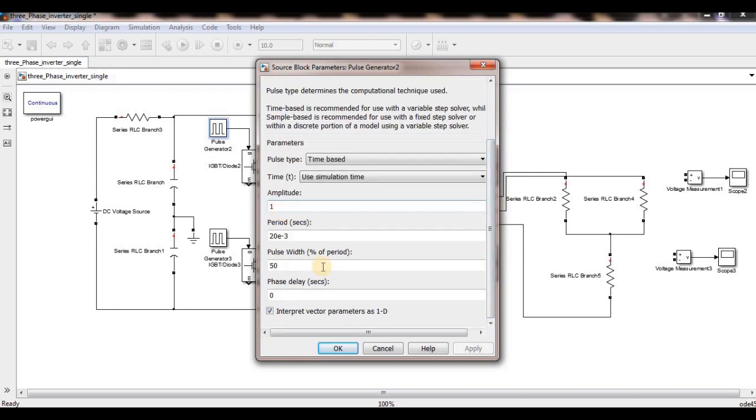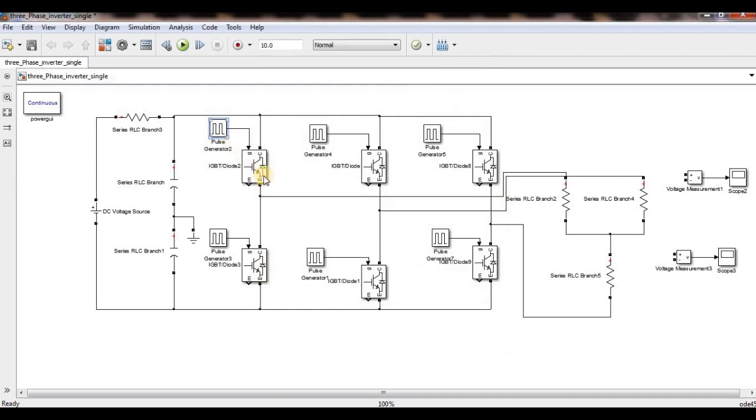So this is the one, and this is 20 e to the power of minus 3, which means 50 Hz, 1 by 50, and pulse width is 50 and phase delay is 0. Pulse width 50 means 0 to 180 degrees. 100% means 0 to 360 degrees. So 0 to 180 degrees pulses are there. Whenever a pulse is present, the switch will be connected.